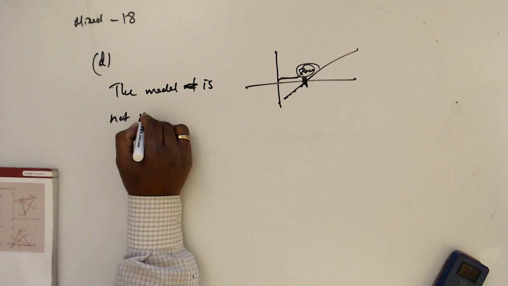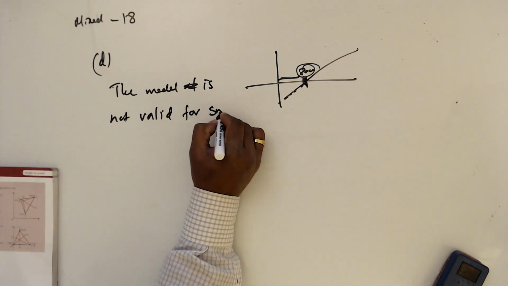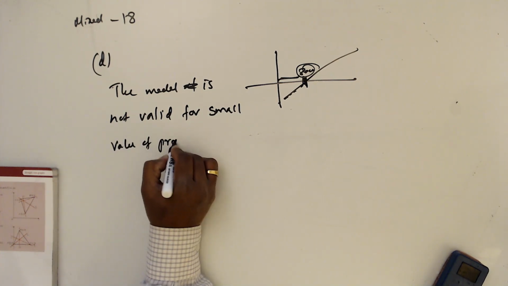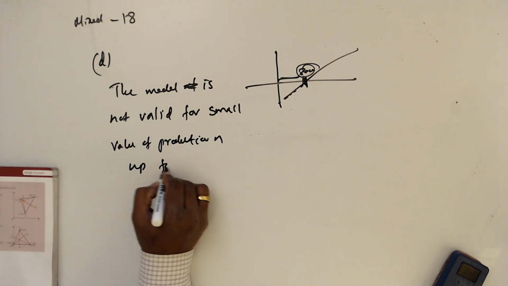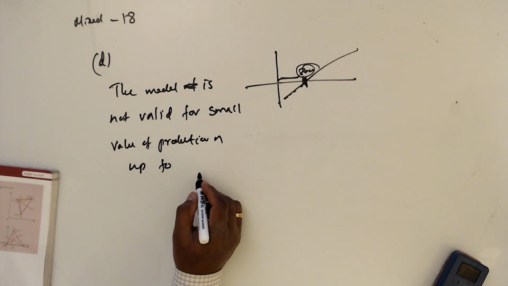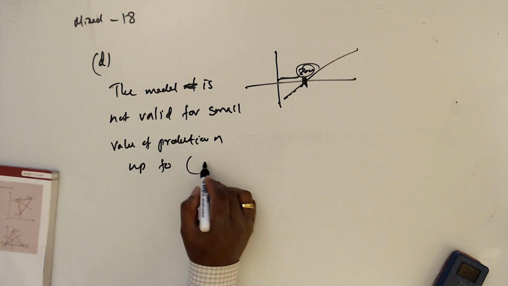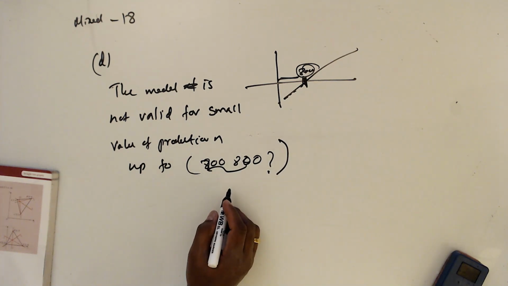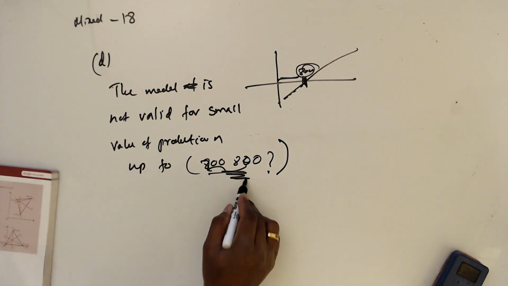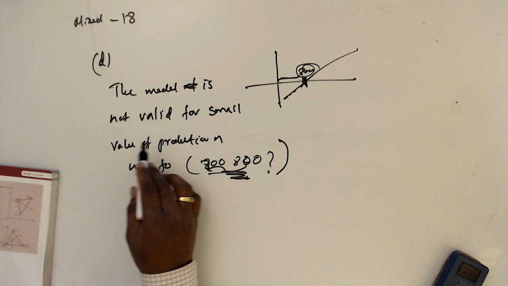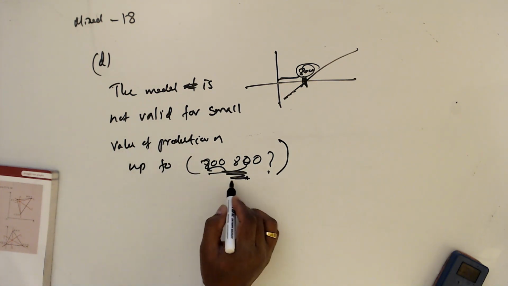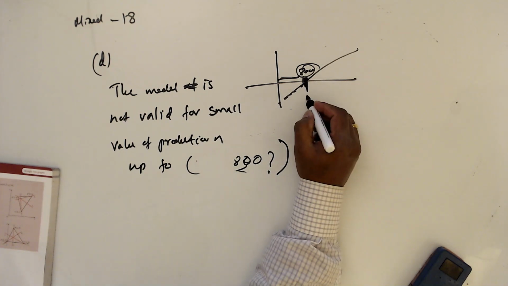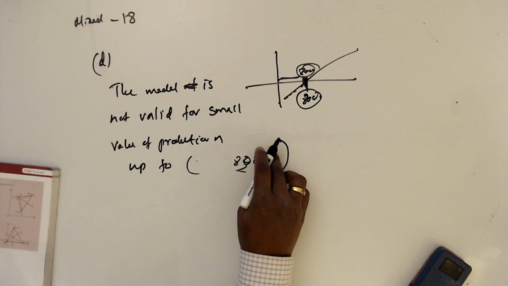The model is not valid for small values of production up to... I'm not sure whether it is 700 or 800. It is difficult to read. So up to that value, the model is not valid for small values of production, up to 700 or let's say 800. You can see clearly the point. This is the exact point. I'll take it as 800. So up to 800.